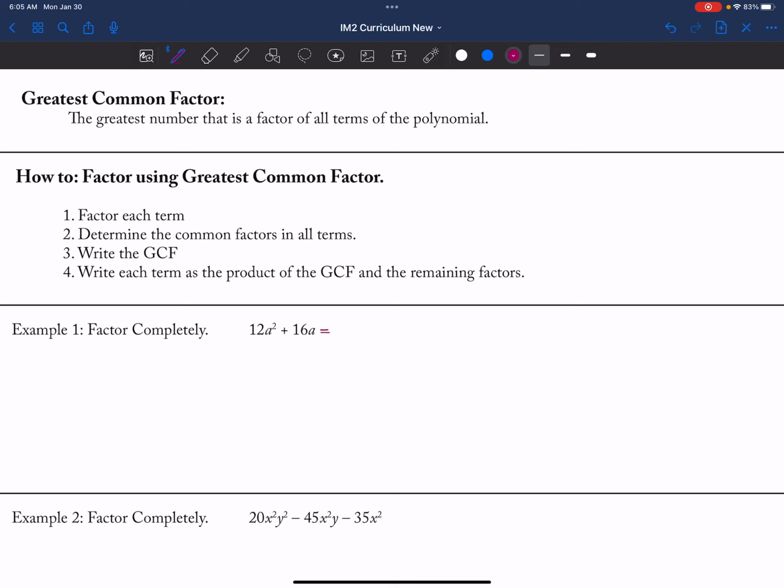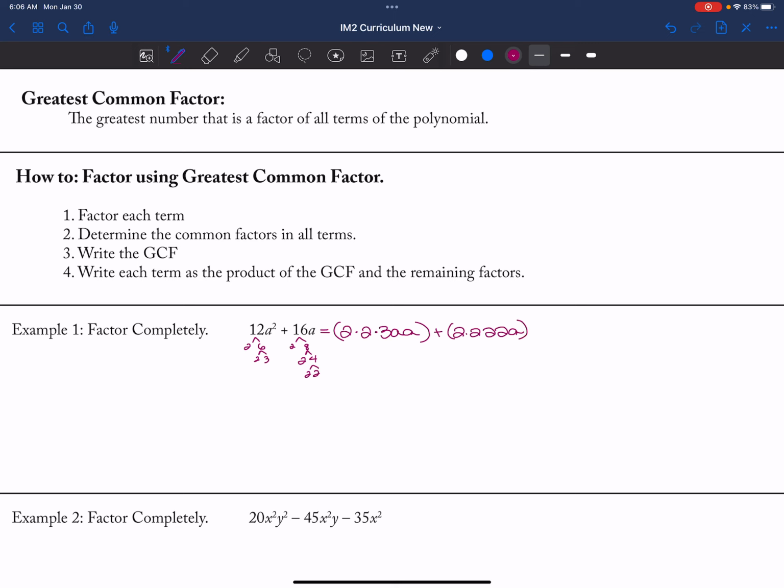So I'm going to write out 12. So 12, remember, is the same thing as 2 and 6, 2 and 3. 16 is the same thing as 2 and 8, 2 and 4, 2 and 2. So I'm going to rewrite this 12a squared plus 16a as 2 times 2 times 3 times a times a. Okay, so that is my 12a squared. And then my 16a I'm going to write as 2 times 2 times 2 times 2 times a.